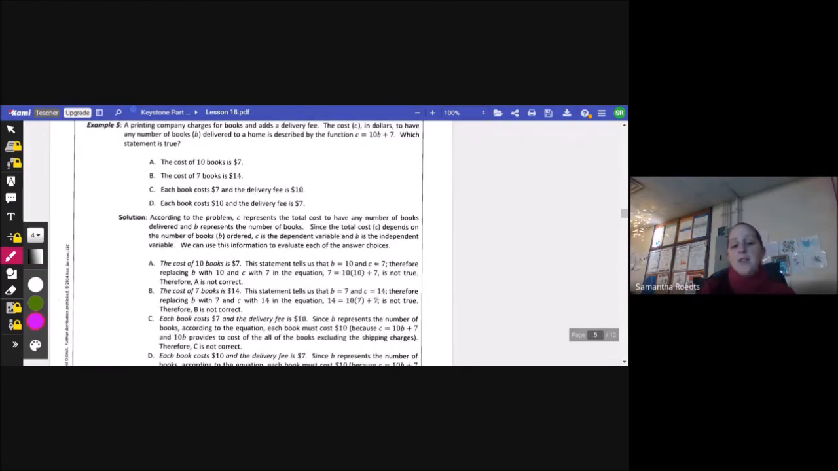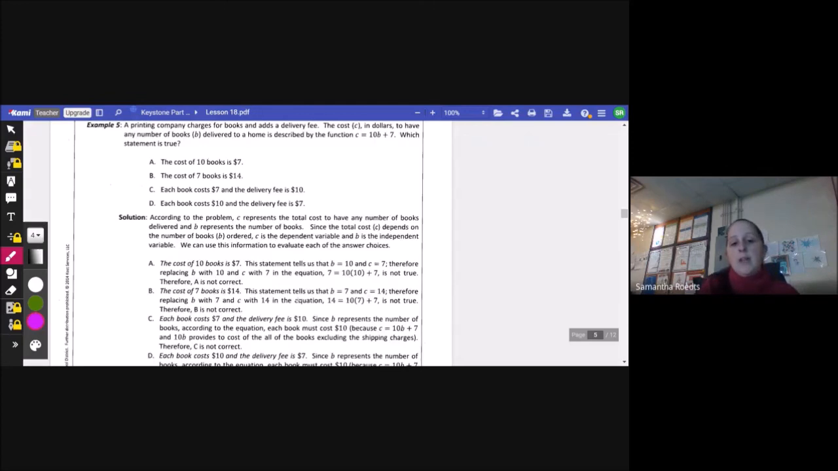So for A, the cost of 10 books is $7. This statement tells us that B equals 10 and C equals 7. Therefore, replacing B with 10 and C with 7 in the equation, 7 equals 10 times 10 plus 7 is not true. So A is not correct. The same can be said for B. Okay. C says each book costs $7 and the delivery fee is $10. Since B represents the number of books, according to the equation, each book must cost $10 because C equals 10 times B plus 7, and 10B provides the cost of all the books, excluding the shipping charges. Therefore, C is not correct.